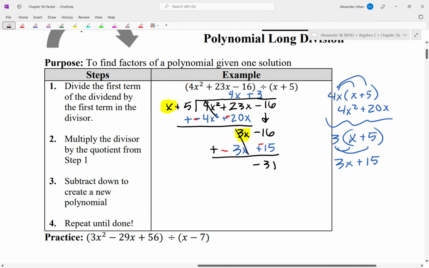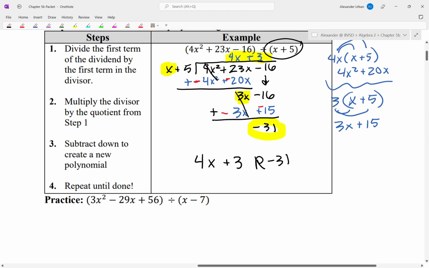And so I've done all of this. I've got down here, and I have a remainder of -31. That's a bummer. That means x plus 5 is not a factor of the quadratic 4x squared plus 23x minus 16. So here's my final solution. 4x plus 3 is what I used, and I'll highlight that right here. And I have a remainder of -31.